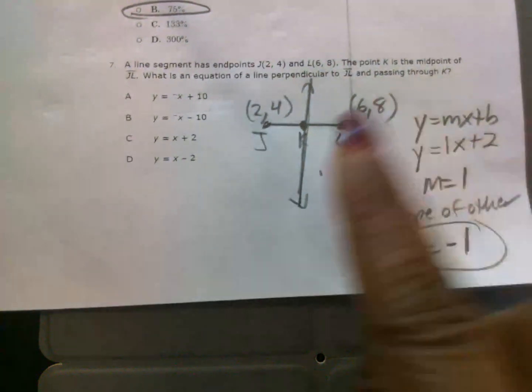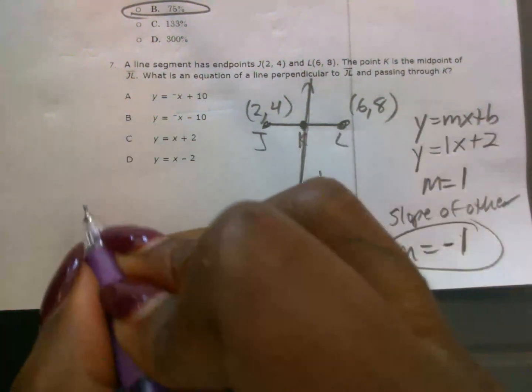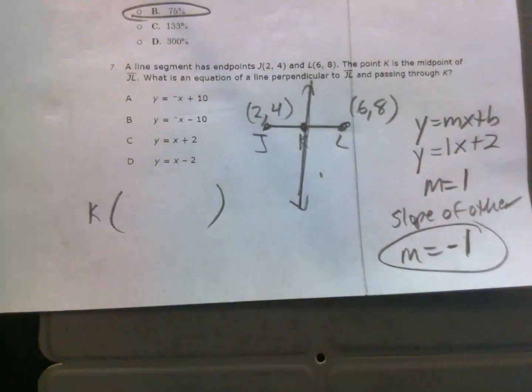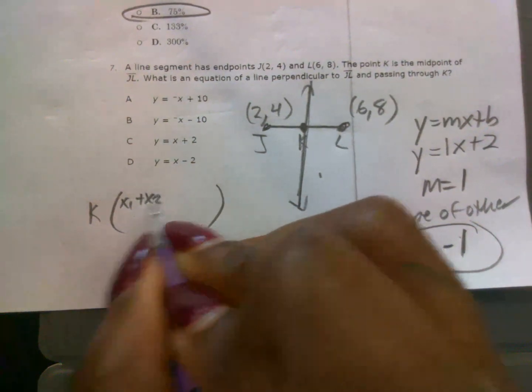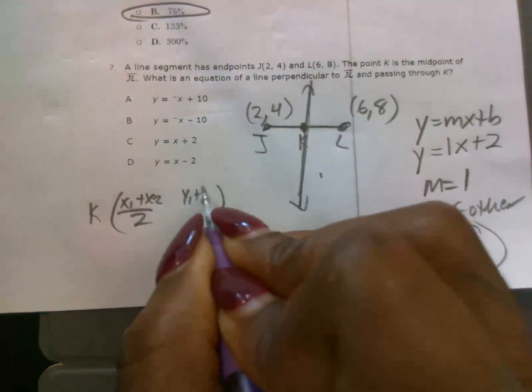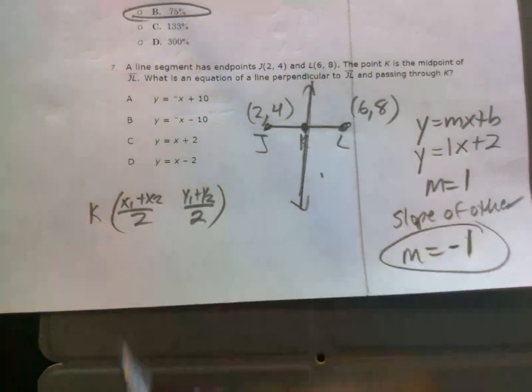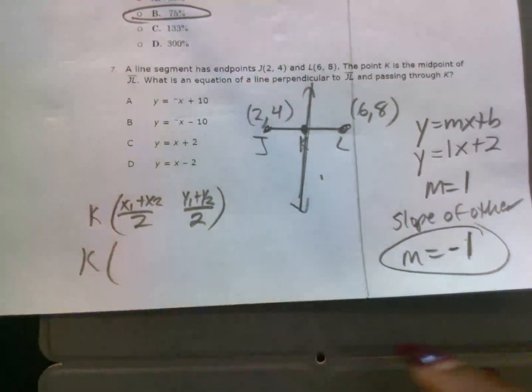Midpoint. So let's do midpoint to find the point for K. So we find K so that we can write the equation. For K, we add the x's together, x1 plus x2, and divide by 2; y1 plus y2 and divide by 2 to find the y. Okay, so let's do it.